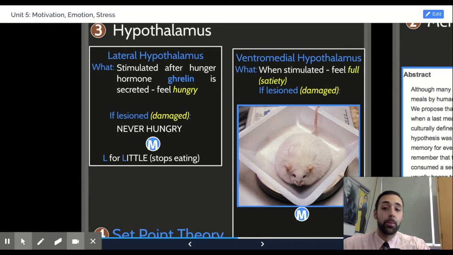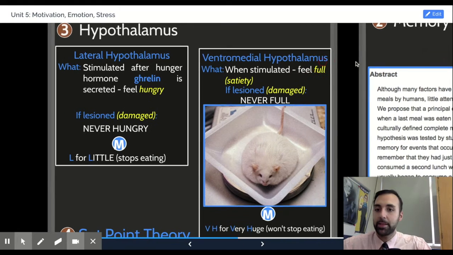Well, there is an opposing side of the hypothalamus called the ventral medial hypothalamus, which basically does the opposite.